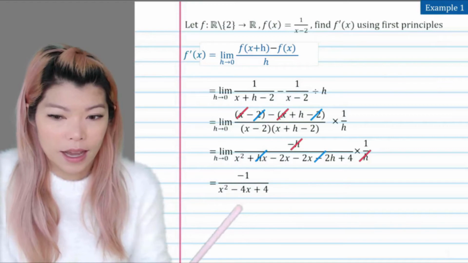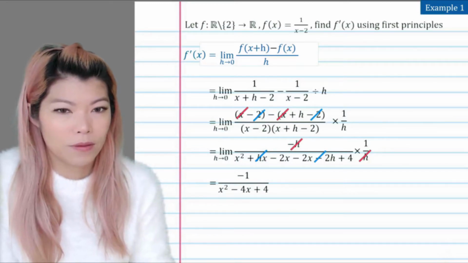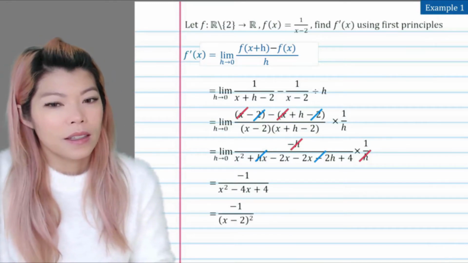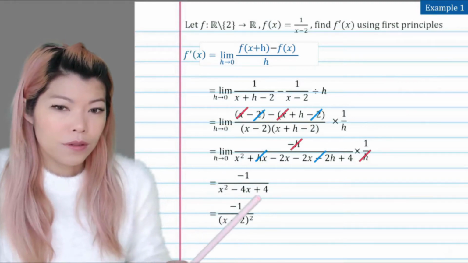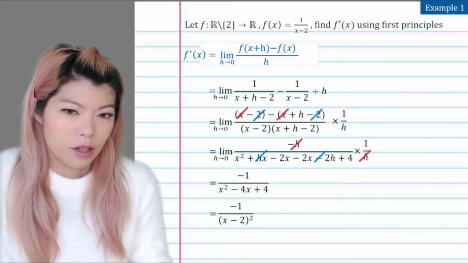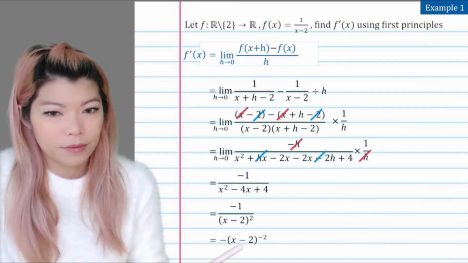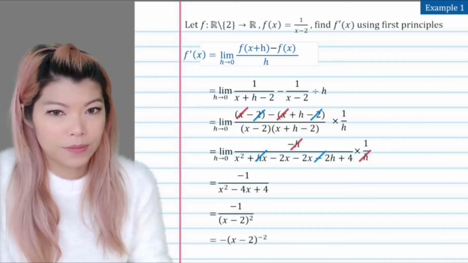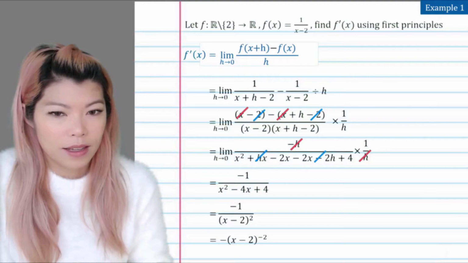So that is our derivative by first principles. You can also factorize it and write it like so. And you can bring that up as well. Now we're going to do another example.